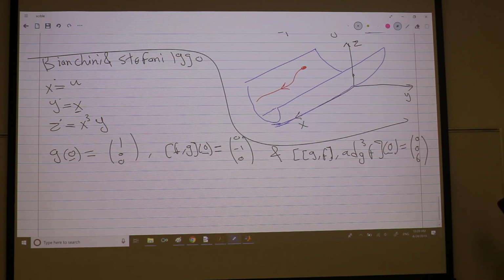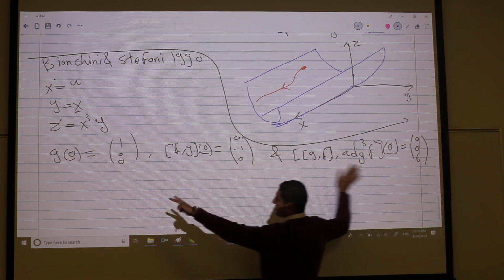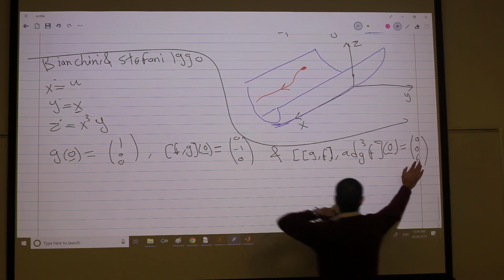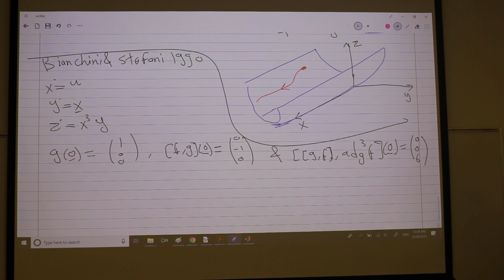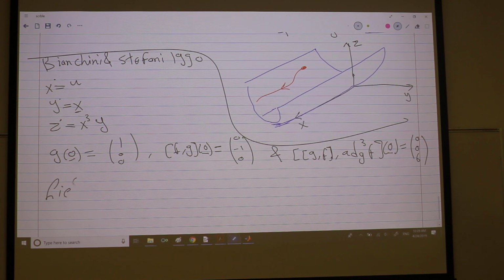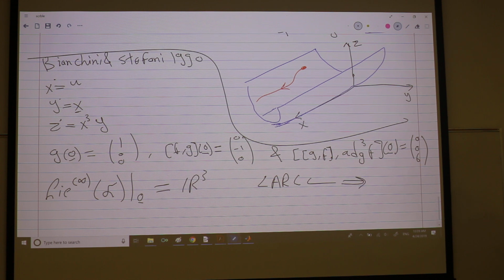I live in 3-dimensional space, and now I cover the tangent space x, y, and z, right? So the Lie algebra generated by f at the origin is R3, so I'm done. The Lie algebra rank condition is great, which means what? The Lie algebra rank condition implies what? Accessibility. Very good.